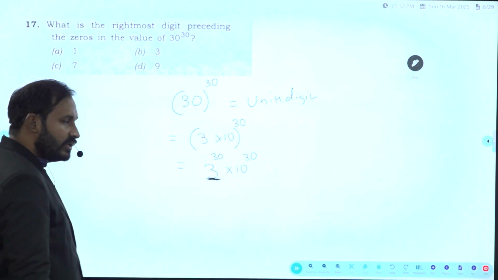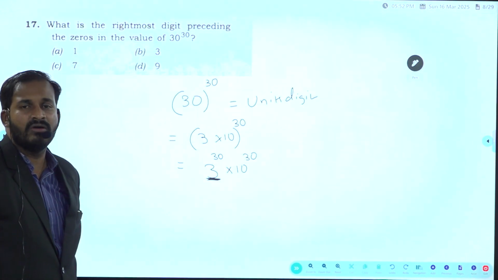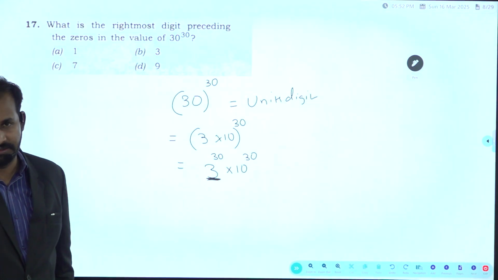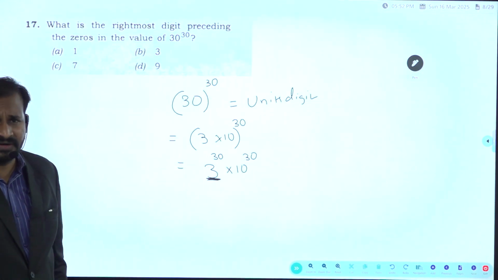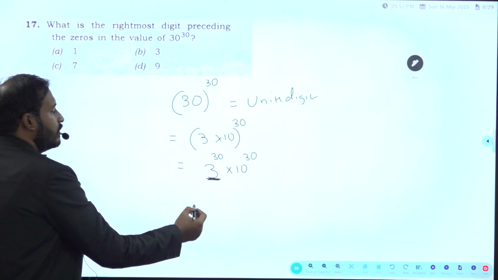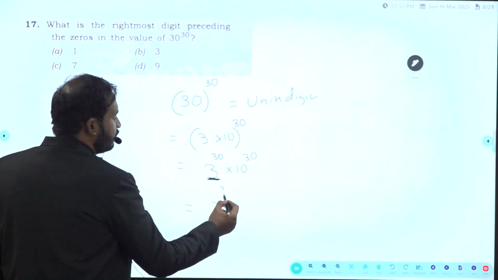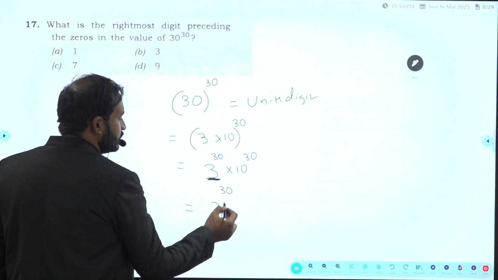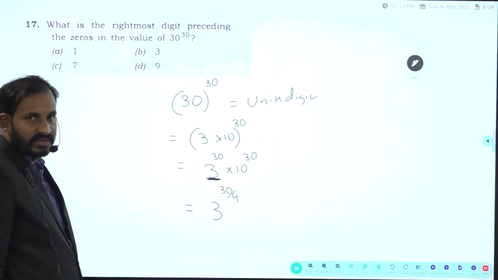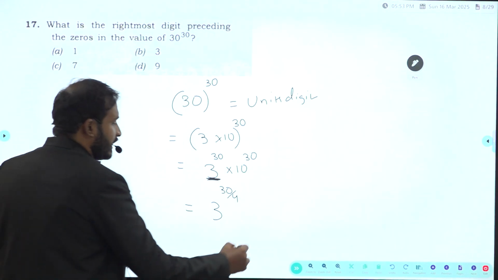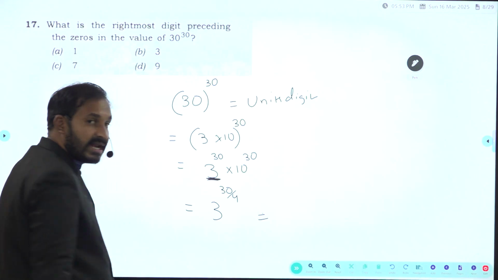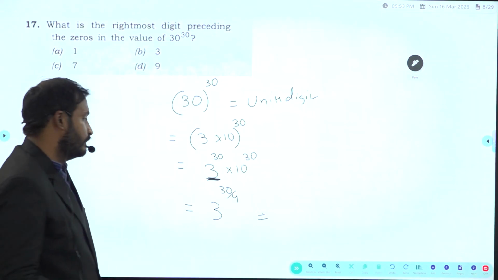In the case of unit digits concept, 3 have how many chances? 4 chances actually. We will discuss it later, but for timing, what I will do, I will divide the power with 4. What is the power I have here? 30. And observe the remainder. When I divide 30 with 4, the remainder I will get there is 2.